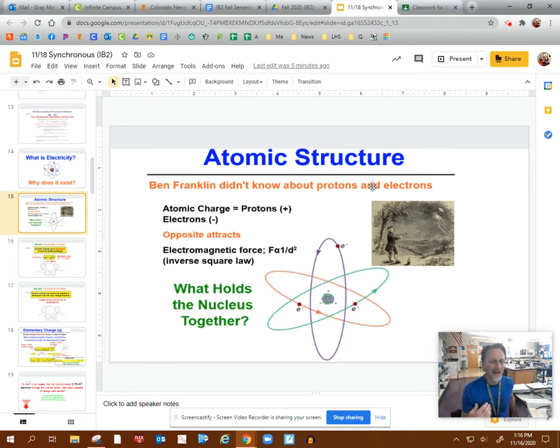So that's what we're going to look at with this meta effect here: how does a charged object lead to an electrical force that we can experience at the macro level?